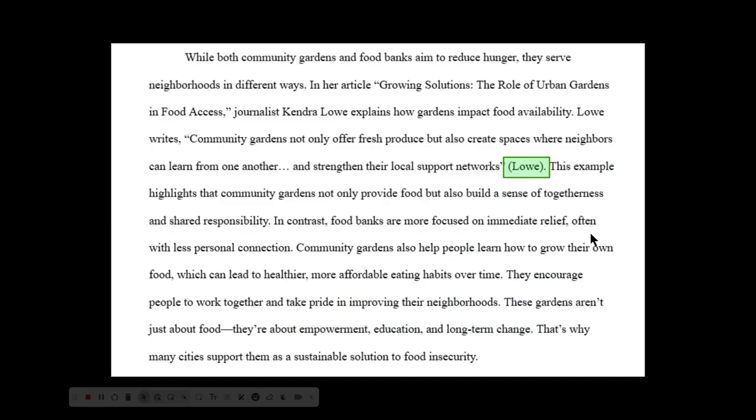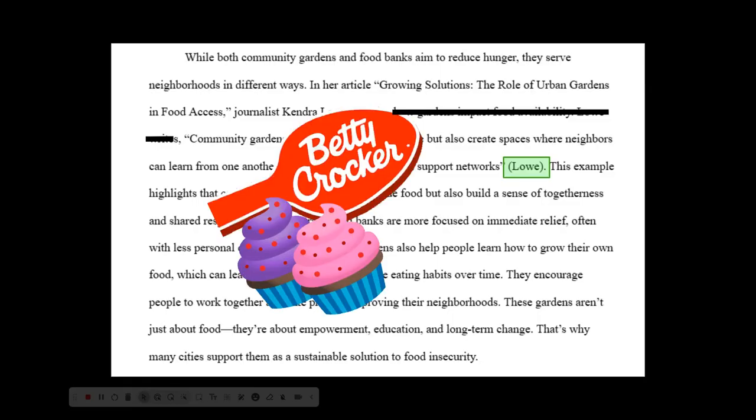Okay. And then here is our citation in our paragraph example. Notice it is parentheses, Low, parentheses, period. So you'll see that Low is the author's last name, and there's no number, meaning that this must be a one-page source. And there's our period at the very end.